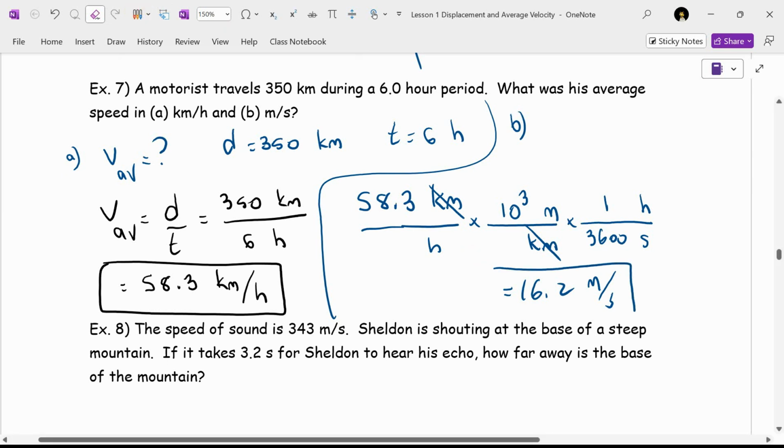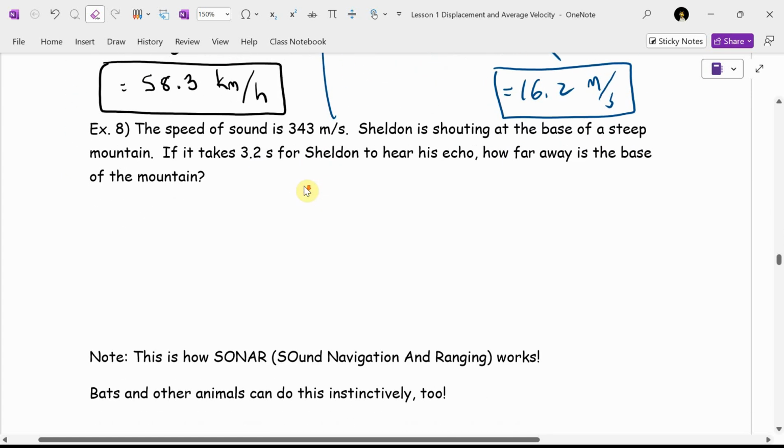I like example 8. Example 8 is a nice question. The speed of sound is 343 meters per second. It varies in real life. It depends on temperature and altitude and even how much rain or how much humidity there is. But on average, it's 343 meters per second. Sheldon is shouting at the base of a steep mountain. If it takes 3.2 seconds for Sheldon to hear his echo, how far away is the base of the mountain?